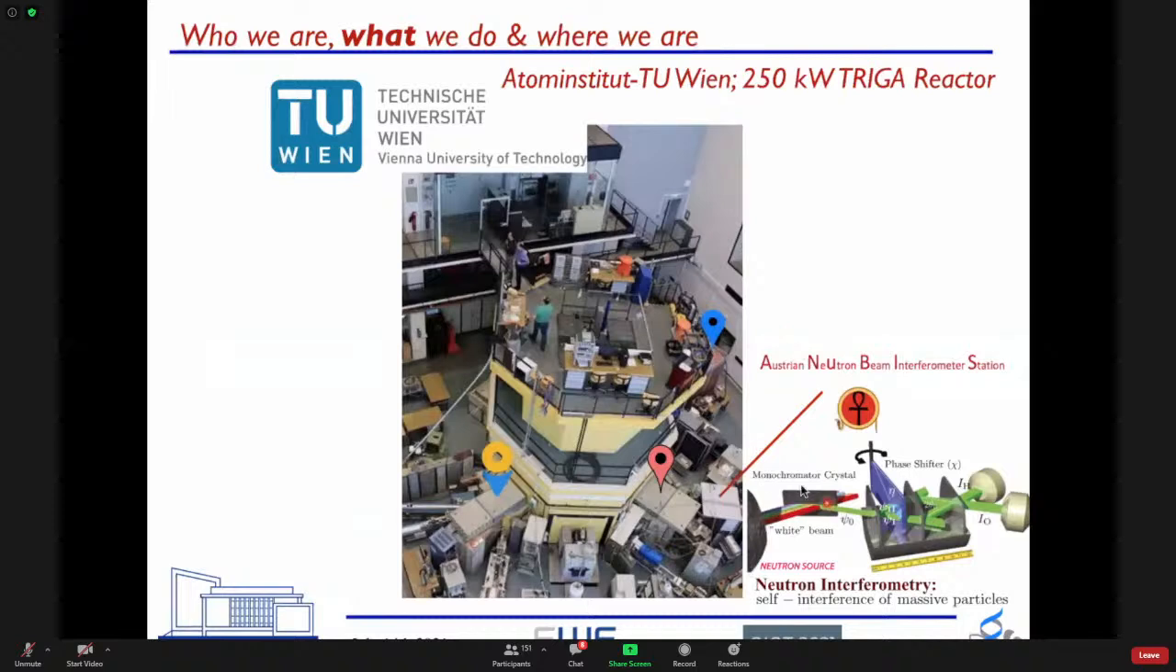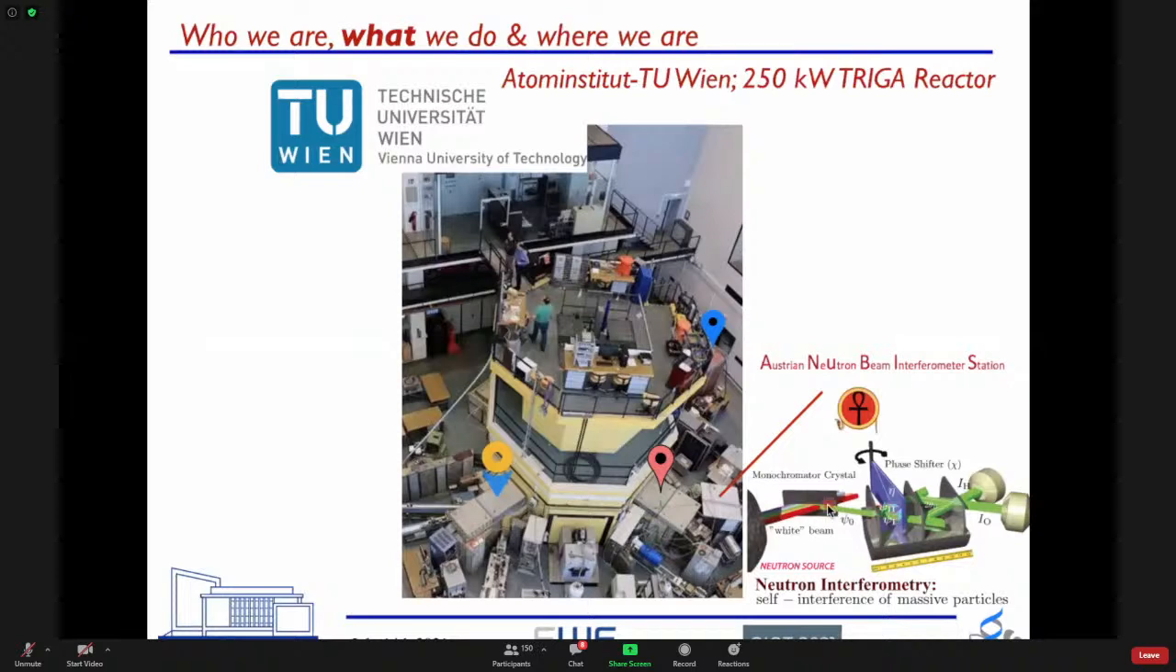So we have a beam port for neutron interferometry. Neutron interferometry is single particle interference of massive particles. And as you see in this drawing, you see a neutron interferometer. It's cut out of a single ingot of silicon. It's a perfect crystal interferometer. And you really have a macroscopic beam separation. So the beams are separated, as you see here, indicated by this ruler, by several centimeters. This gives us the opportunity to manipulate coherently the individual parts of the interferometer.